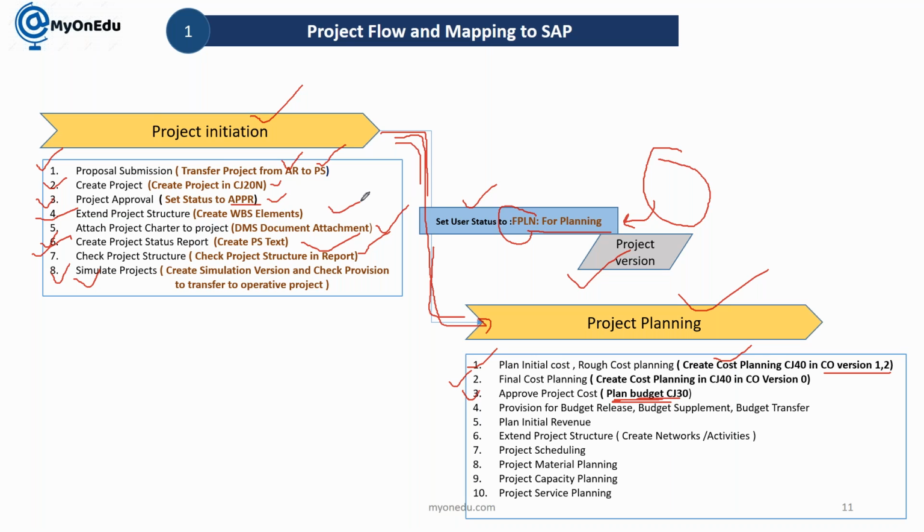Okay, and if we need to include any document directly, we can include it. And at the same time, let's say the project charter we are preparing separately and taking approval, then we are attaching this document into DMS, and then the same DMS document is attached to my WBS element. Okay, then we are sending it to the further level. So you need to explain it in the flow.